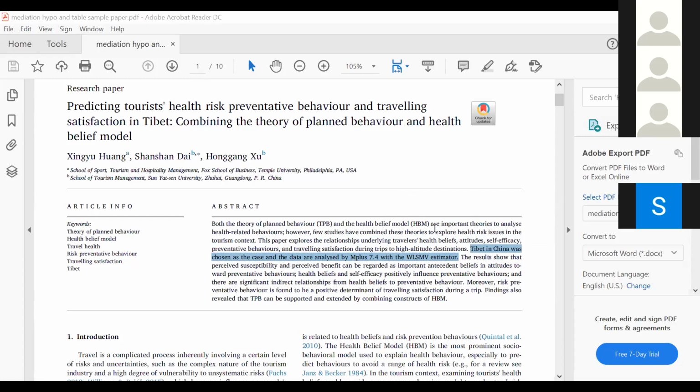Line number 3 says, Tibet in China was chosen as a case and the data was analyzed by so and so. This is one line of chapter number 3, research methodology. Let me go to the next line. Very clear? I think this is very clear. Please read this line. Take a minute.